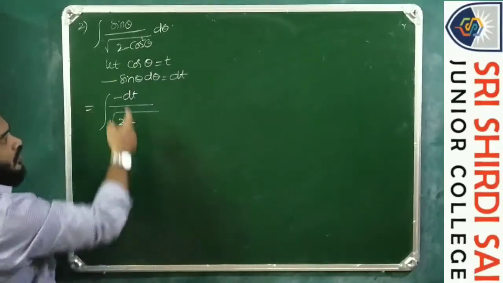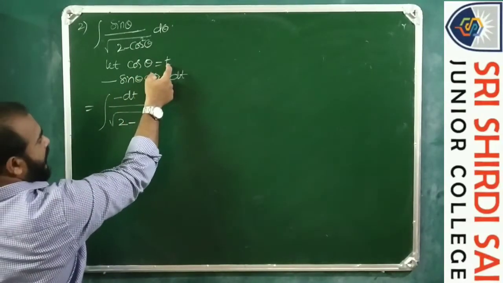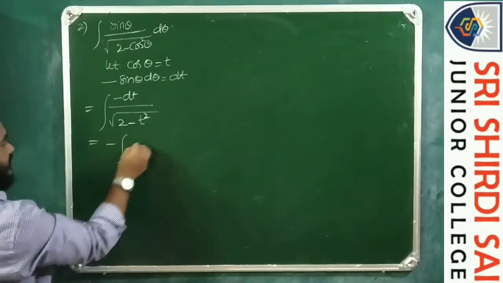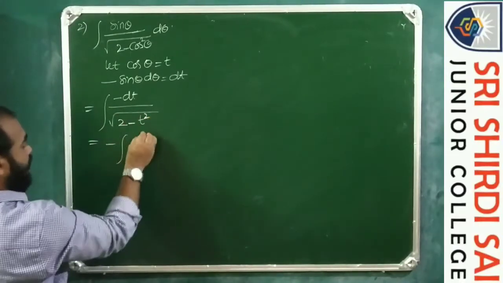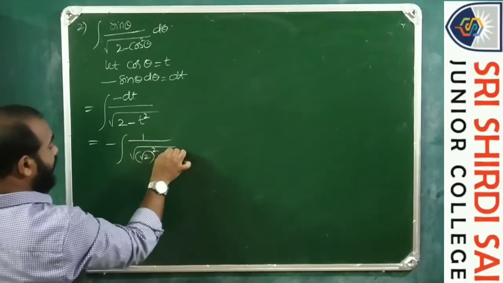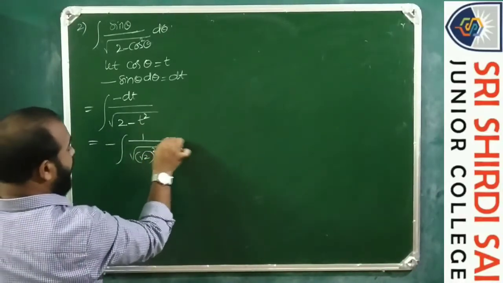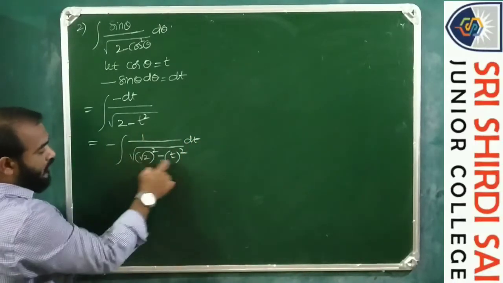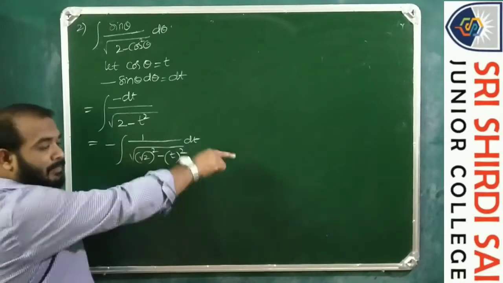So this is minus dt by square root of 2 minus cos square theta, which is nothing but cos theta whole square. Cos theta we have taken as t, so t square. So this is minus dt by square root of (root 2) whole square minus t whole square. So this is again of the form integral 1 by root a square minus x square, which we have seen before.